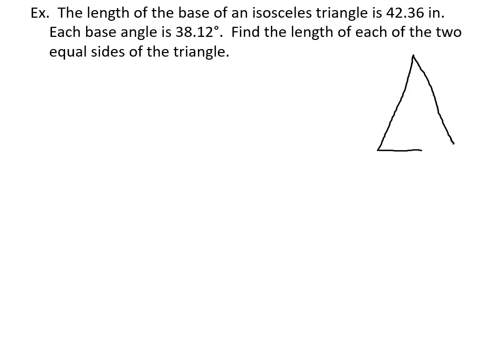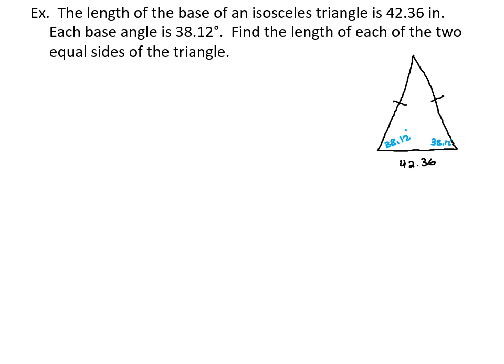An isosceles triangle has a situation where two of the sides are the same. This says the length of the base is 42.36. So I'm going to say the 42.36 is the entire length across here. These left and right sides have to be the same, but I don't know what they are. But I do know that each angle on the bottom is 38.12. So this is 38.12, and this is 38.12.